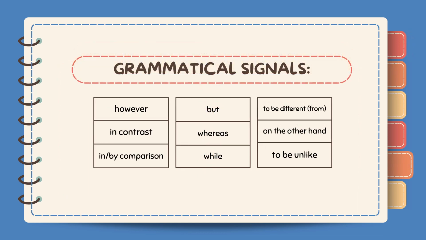In writing statements showing claims and counterclaims, the following grammatical signals can be used: however, in contrast, in or by comparison, but, whereas, while, to be different from, on the other hand, to be unlike.